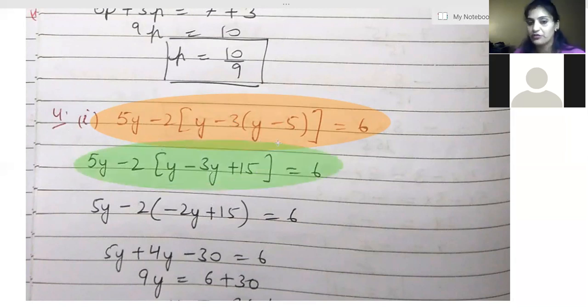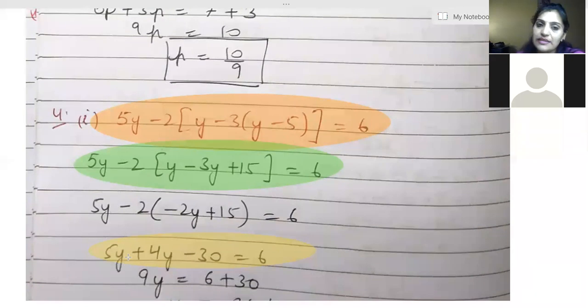So first of all we will solve the like terms. So y minus 3y will become minus 2y. Now this 2 is being multiplied with minus 2y as well as with 15. So as 2 is with minus sign, it will be 5y plus 4y minus 30 is equal to 0. So that means 9y is equal to 36. So that means our y will come out to be equal to 4. Clear beta? So y is coming out to be 4.